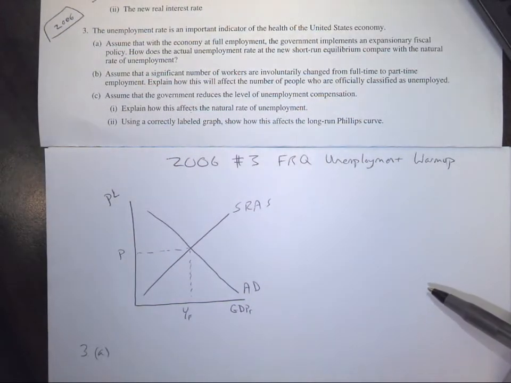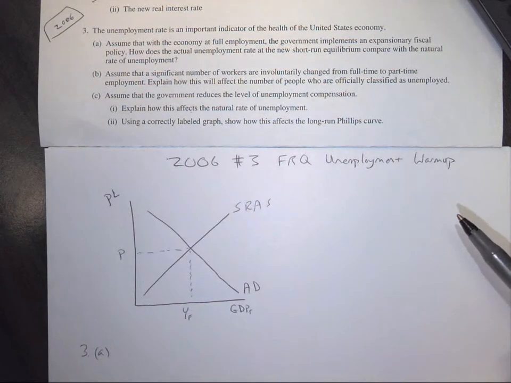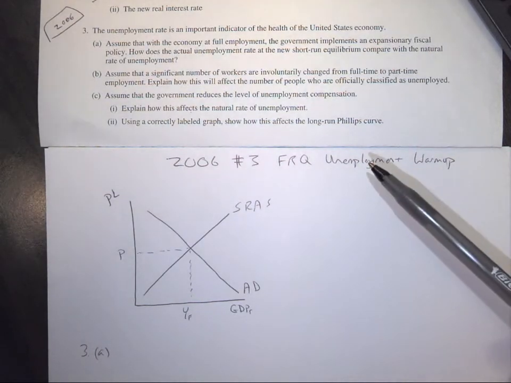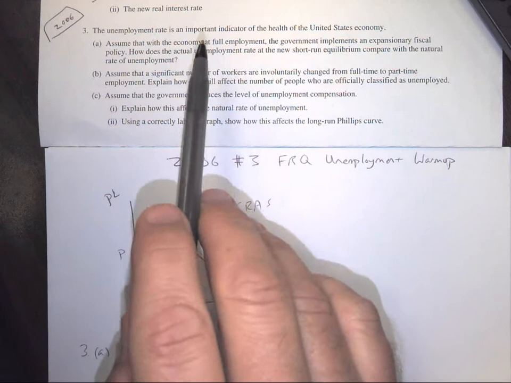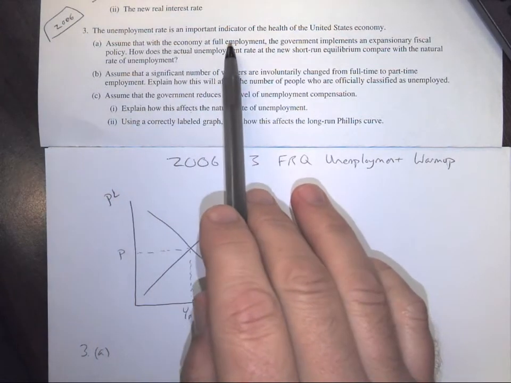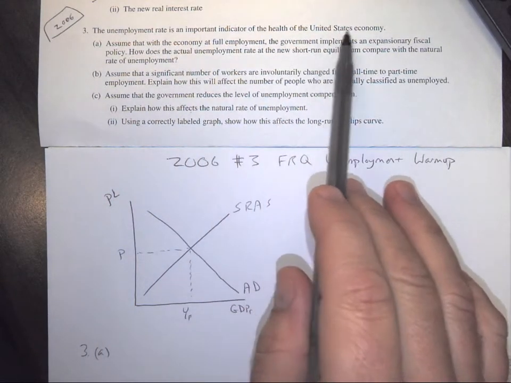Alright, for this warm-up unemployment FRQ, we're going to be looking at some of the things you learned last class, and we'll use the 2006 number 3 released FRQ. So, first thing we're going to do is look at the question. The unemployment rate is an important indicator of the health of the United States economy.